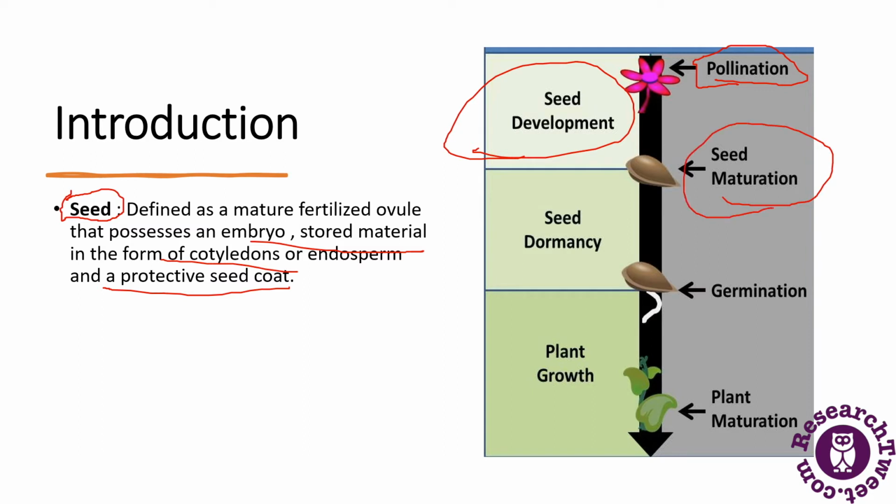Seed maturation takes place. After the seed has matured, it comes to the seed dormancy state. Seed dormancy is basically the inactive state of the seed. Then after seed dormancy, it will lead to germination, and after germination it will lead to plant growth and plant maturation. The plant will grow according to the nutrients, the water and the soil, and it will mature.